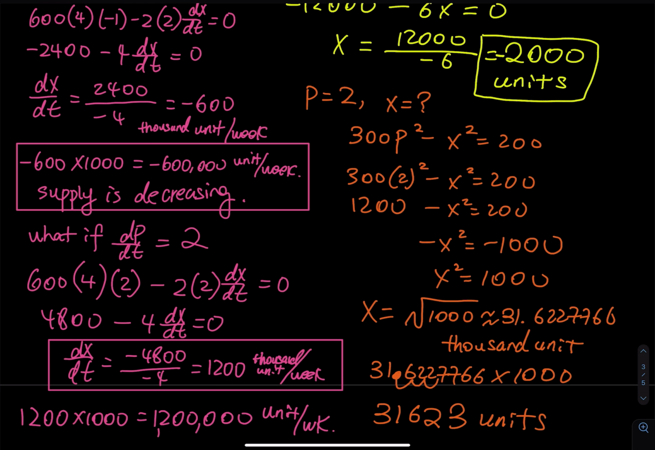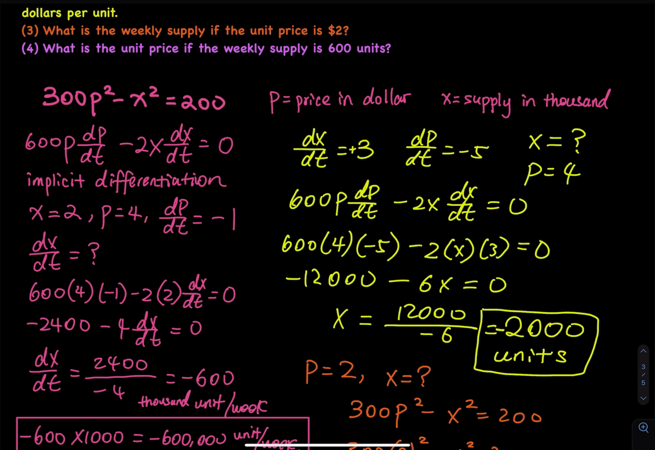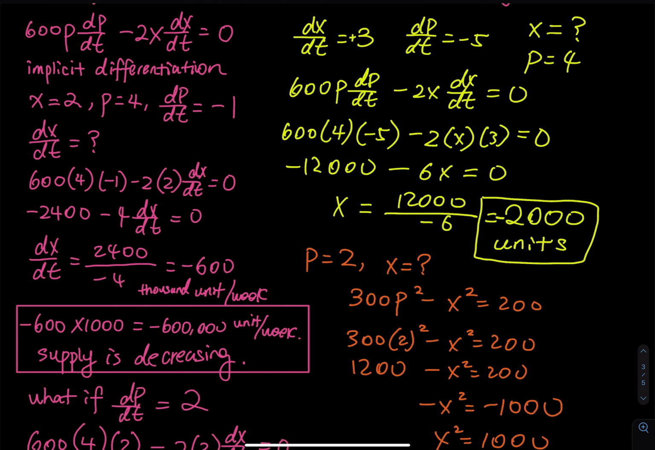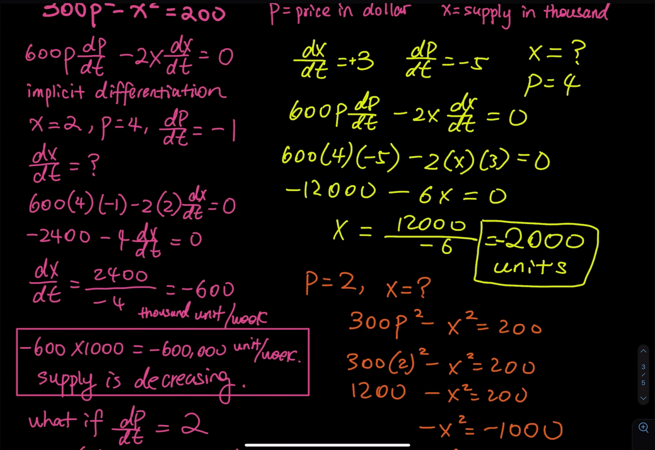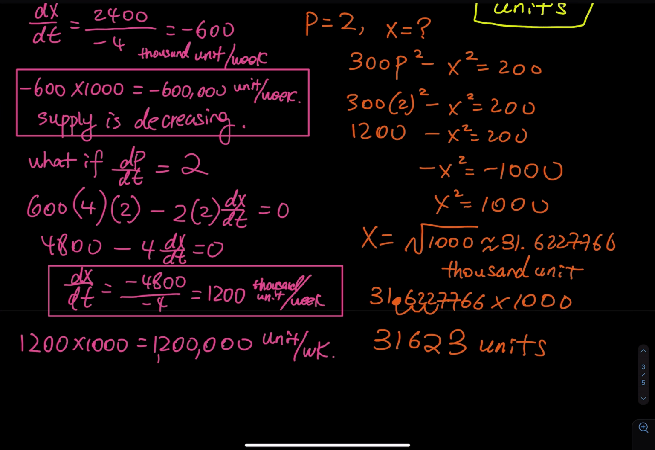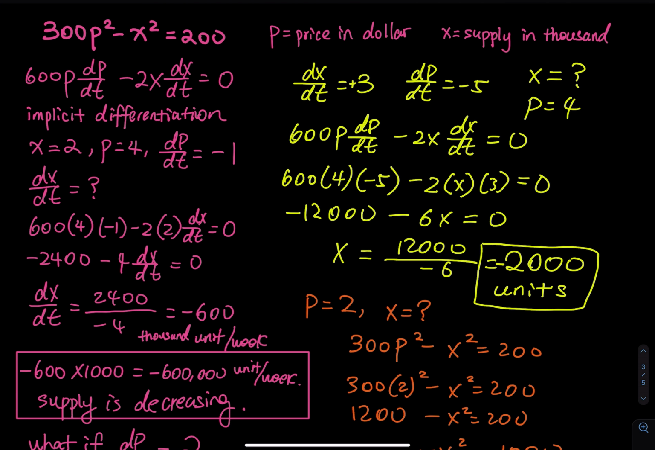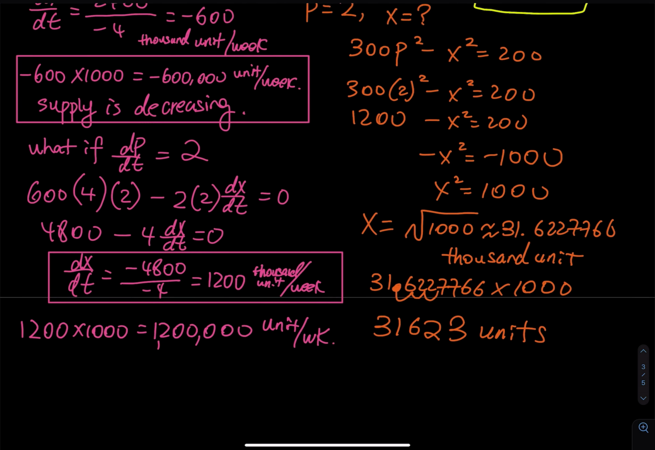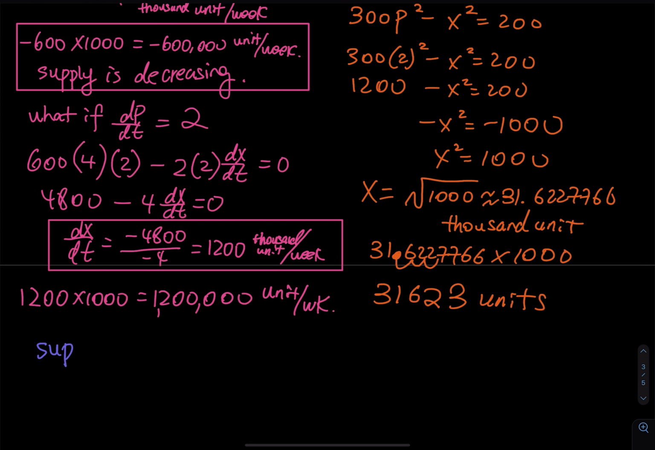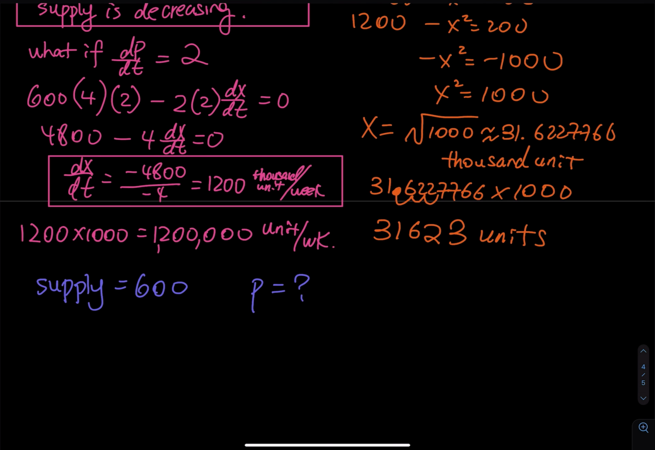I believe that we have 1 problem left. The last one is supply is equal to 6, don't know the price. So x is equal to 600, you don't know the price. So let's match the color. So that is in purple. All right, I will match the color for you. So that one, x is equal to 600 units, right? So supply is equal to 600. And then they are asking for the price. Price is don't know.